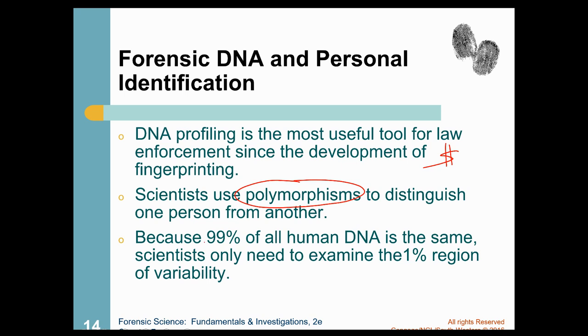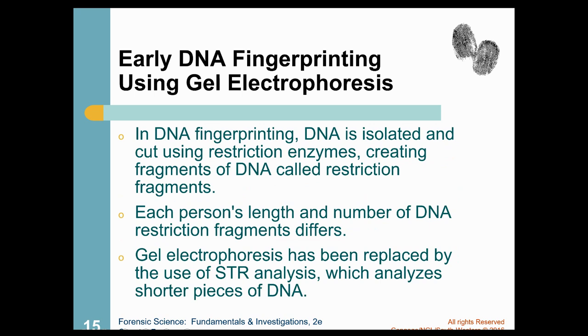Now, 99% of all human DNA is the same. So if you look to your neighbor and your siblings and the person that lives across the street and the person sitting next to you in class and the person on TV, 99% of us all have the same DNA. It's only 1% of our DNA that makes us different from one another. And that variability is what allows us to use DNA as an individual forensic identification. And that's called DNA fingerprinting.